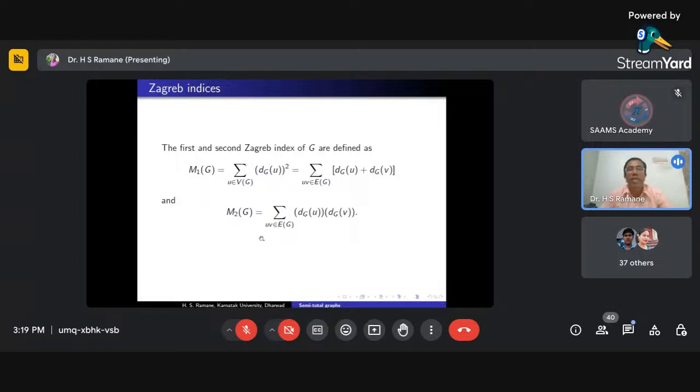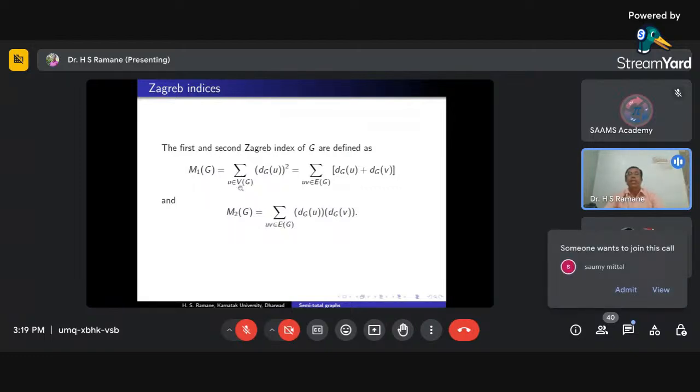Similarly, the second Zagreb index is the summation of degree of u into degree of v, where u and v are adjacent. Here it is addition, here it is a product. If u and v are adjacent, the product is called the second Zagreb index. Based on these two indices, the other indices that came afterwards are the Sombor index, Nirmala index, Randić index, and many more.